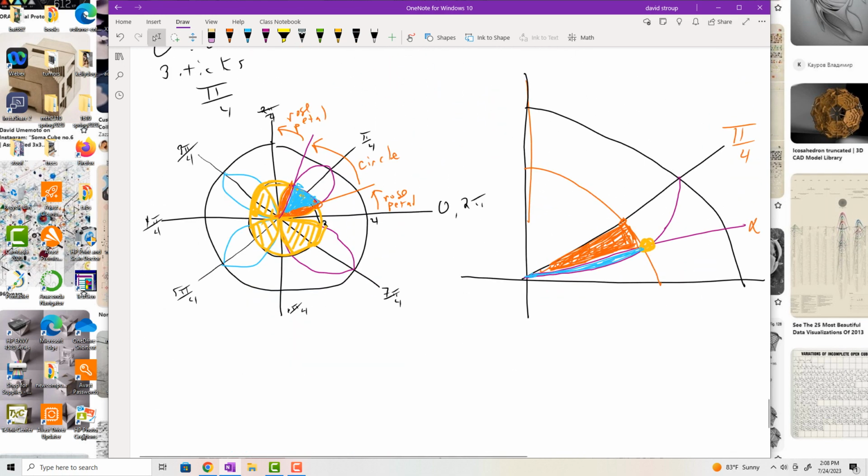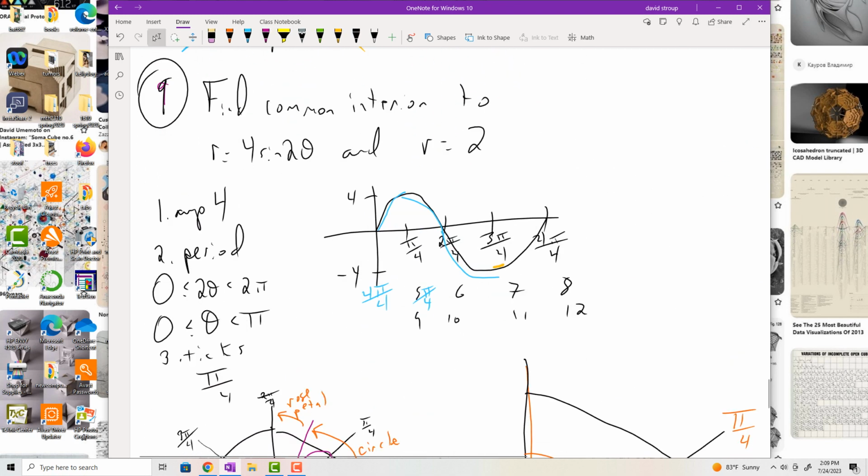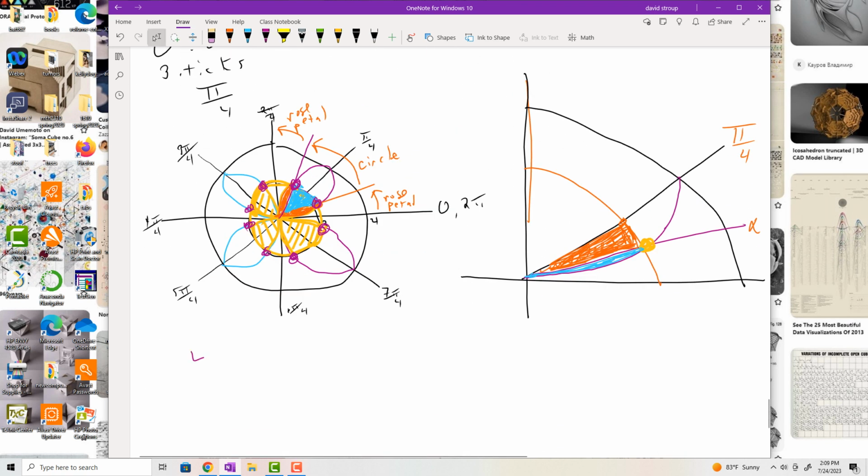Okay, so what I want to show you now is how to find the intersection points. And if you look at the curve as it's drawn, there should be 1, 2, 3, 4, 5, 6, 7, 8 of them. Okay, there's 8 intersection points. The way you proceed is just like what you did in algebra. To find the intersection points, you're just going to equate the equations, set them equal to each other. Okay, so you're going to say 4 sine 2 theta equals 2.